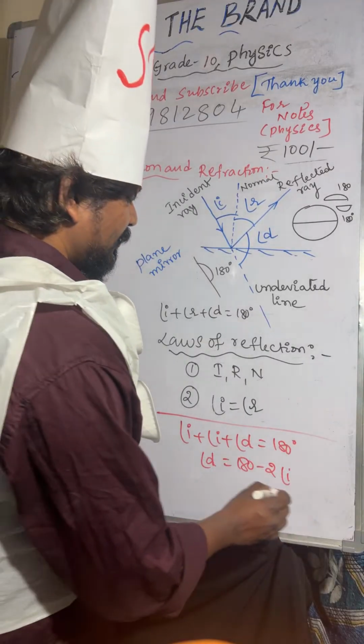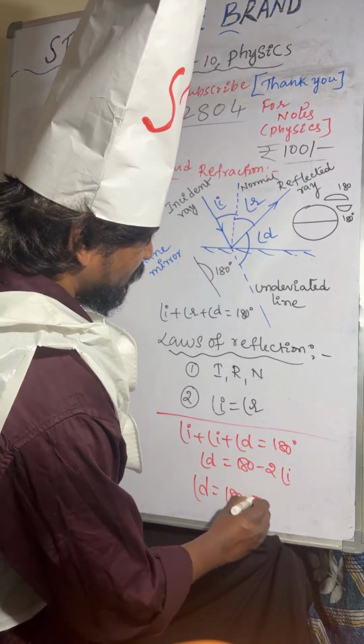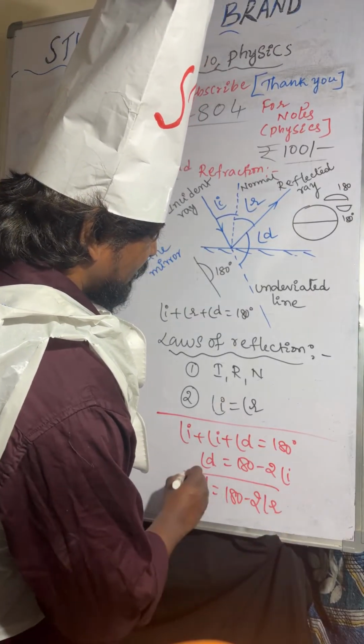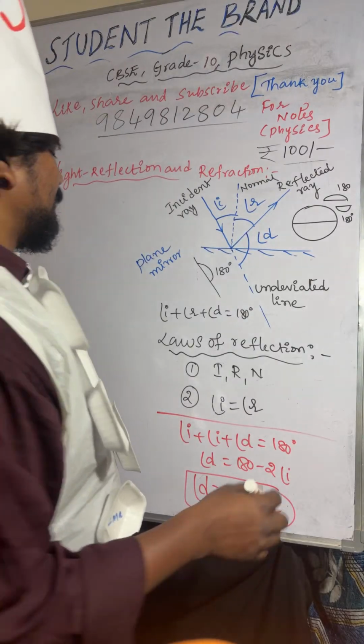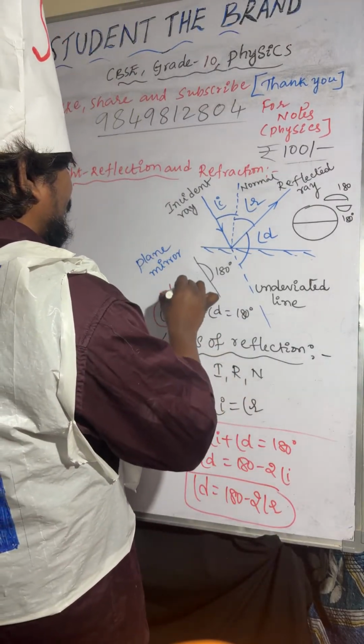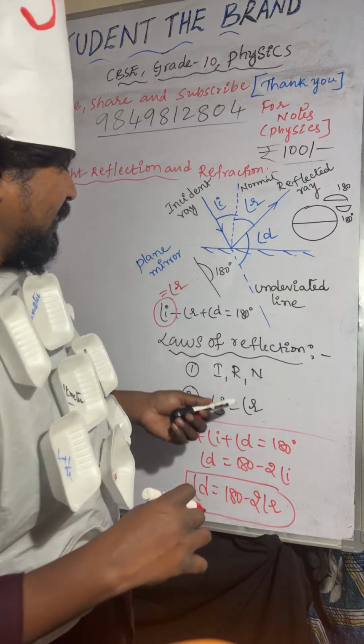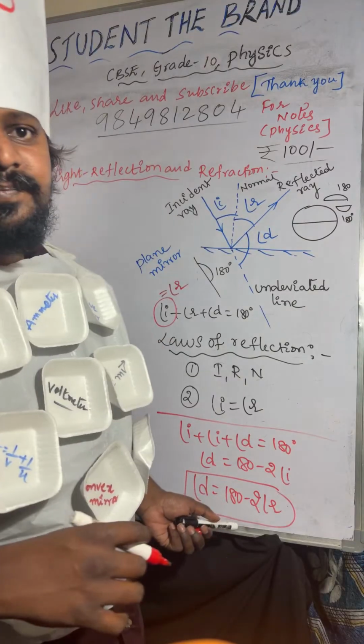Now we can also take the angle of deviation equal to 180 minus 2 times the angle of reflection. Sir, how are you getting this one? Because instead of the angle of incidence, if I write the angle of reflection, I'll get the same.